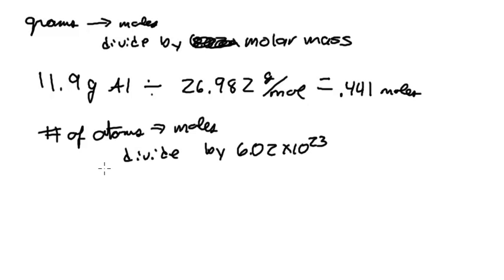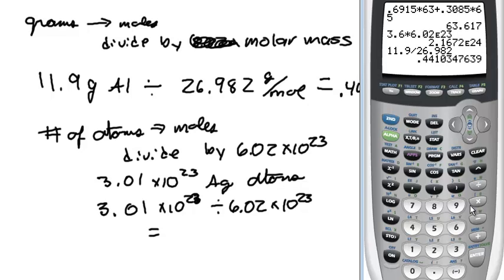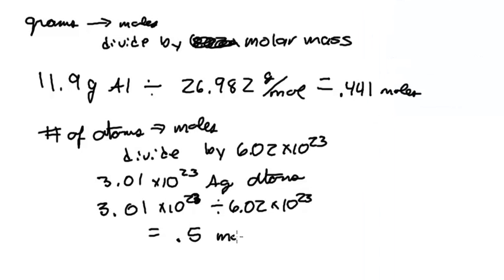So if I have 3.01 times 10 to the 23rd silver atoms, doesn't matter what kind of atoms I actually have, and I want to figure out how many moles I have, I take it and divide 3.01 times 10 to the 23rd by 6.02 times 10 to the 23rd, and I get 0.5 moles.